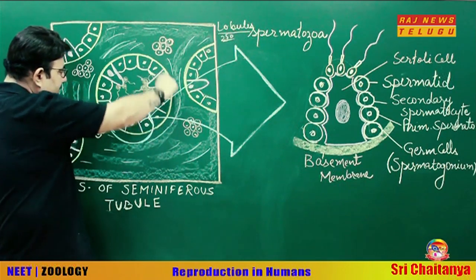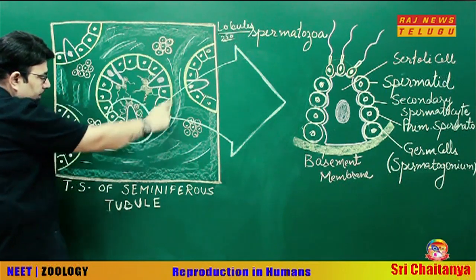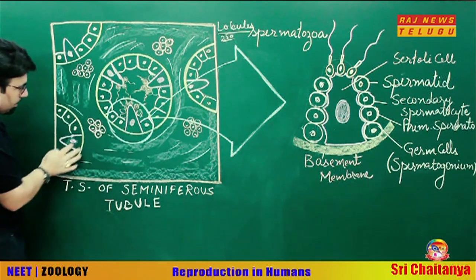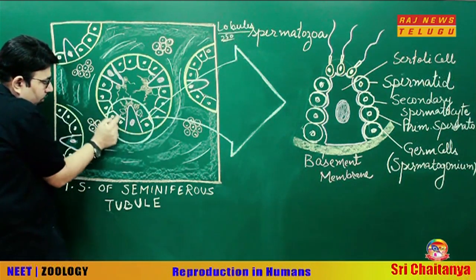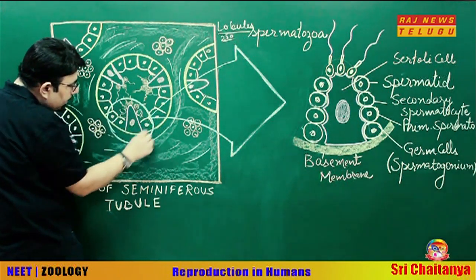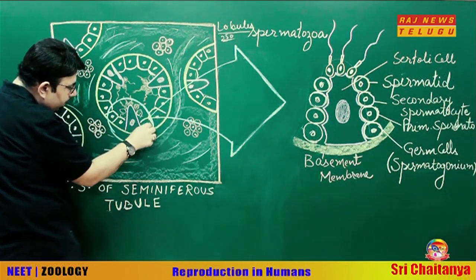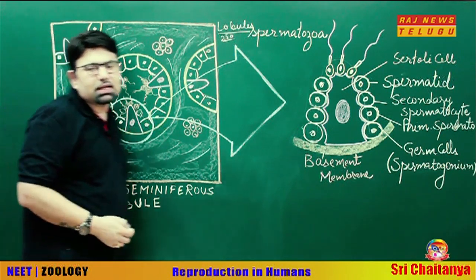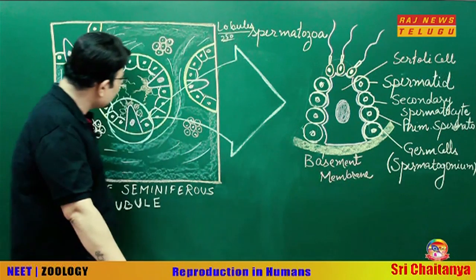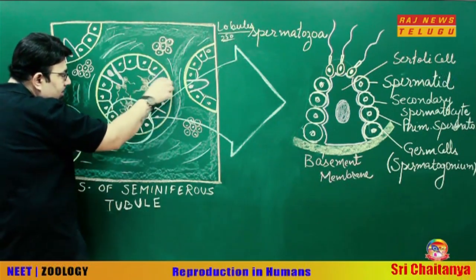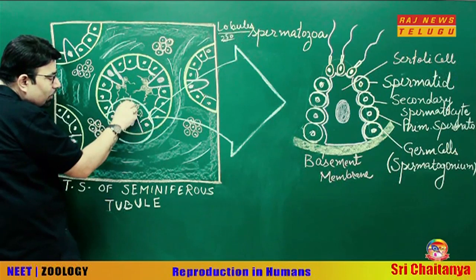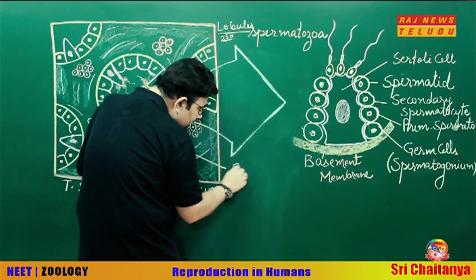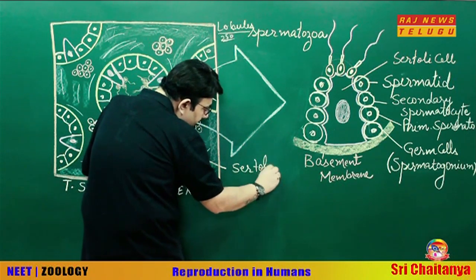Now, this is the diagram I have shown here. These are the cut ends you can see, and this is the one which I have shown in detail. Now these cells which I have drawn in white color, these are the male germ cells. Usually the germ cells are cuboidal in nature. And you see these tall cells. These tall cells are called the Sertoli cells. Not to forget, these are the Sertoli cells.